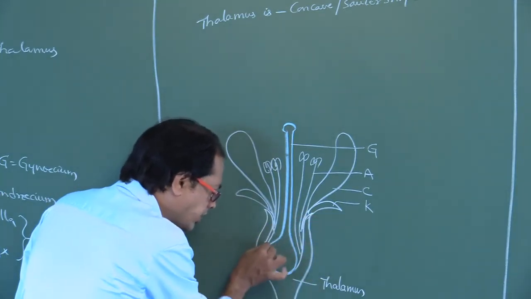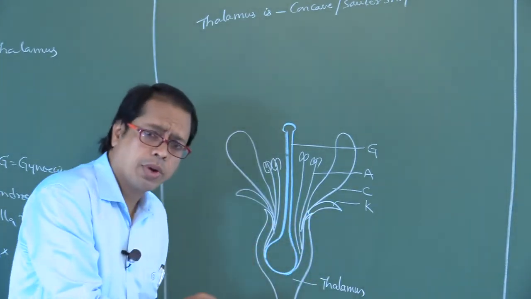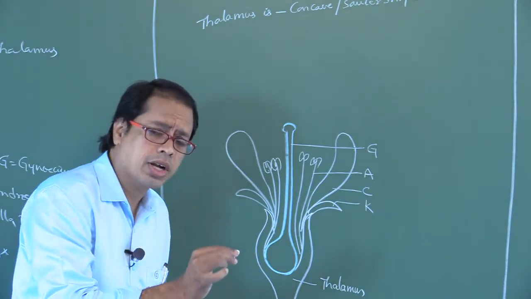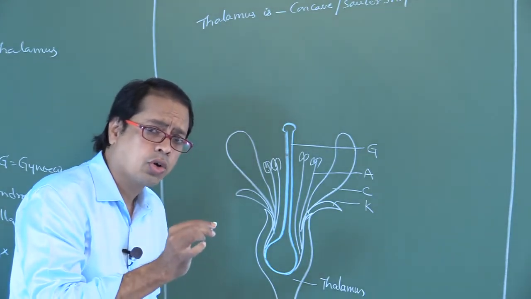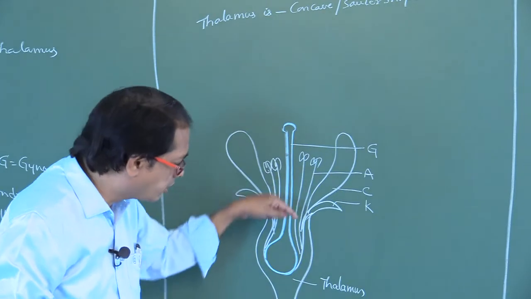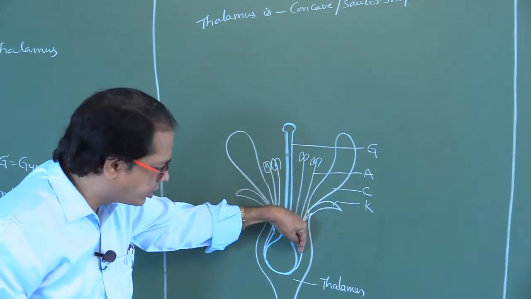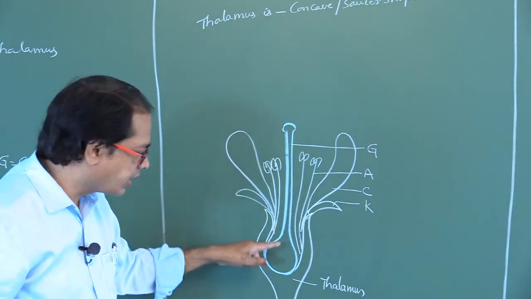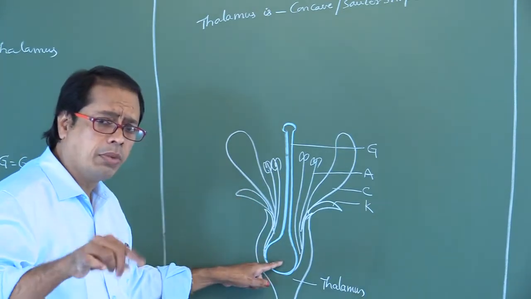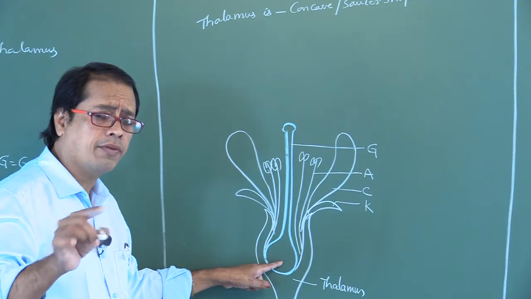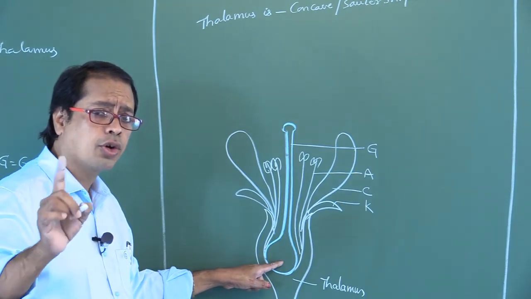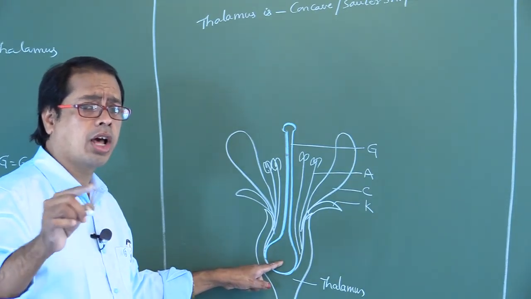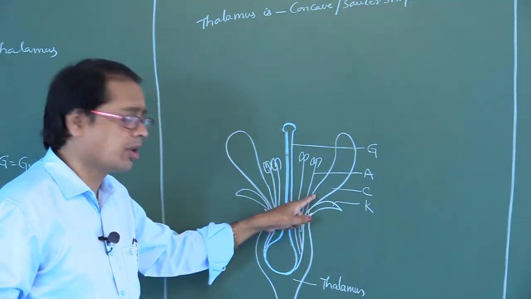This is the rim of the thalamus. Remaining floral parts like calyx, corolla, and androecium are present on the rim of the thalamus. So gynoecium is at center of thalamus, and remaining floral parts like calyx, corolla, and androecium are present on the rim of the thalamus.